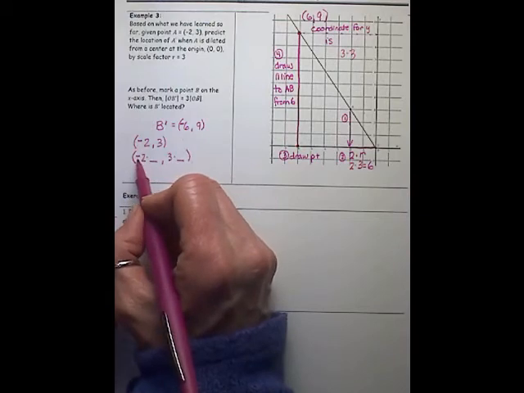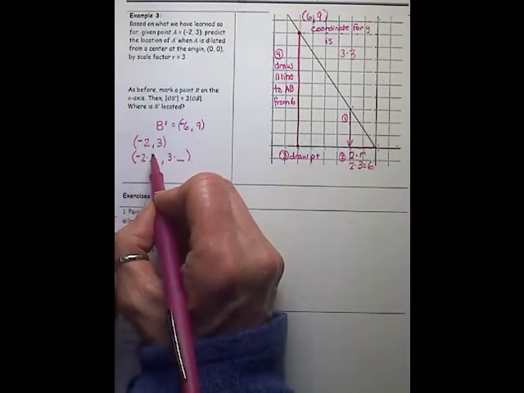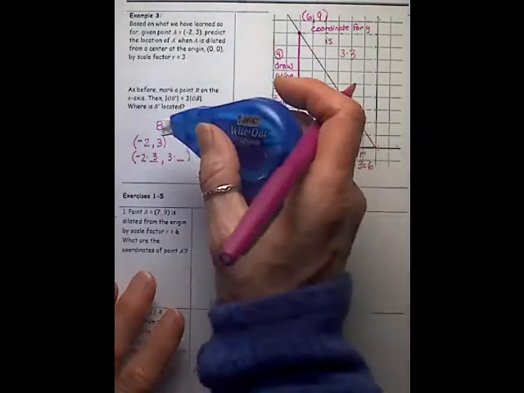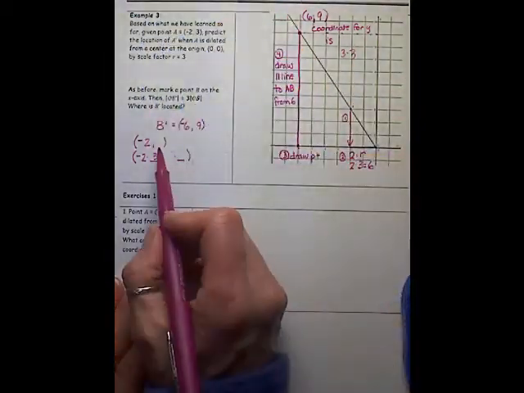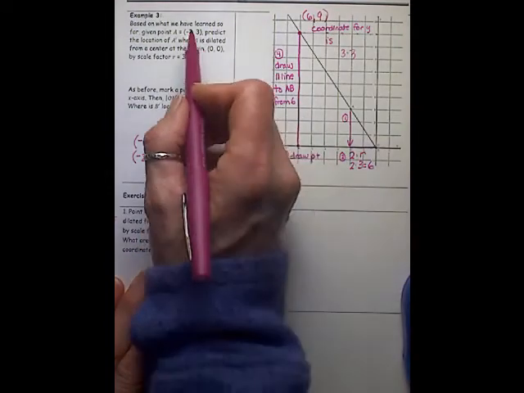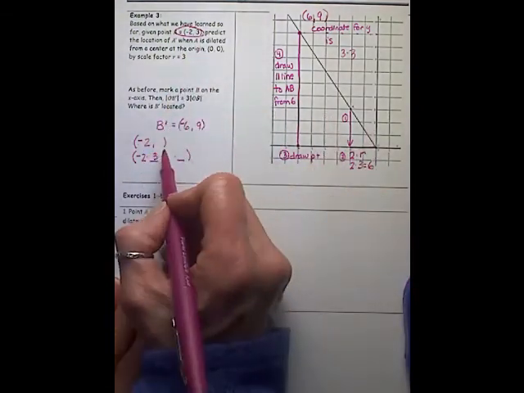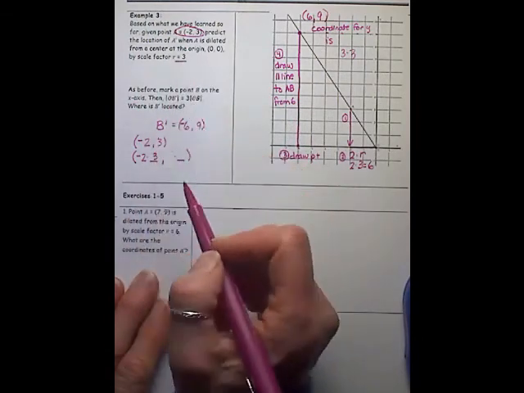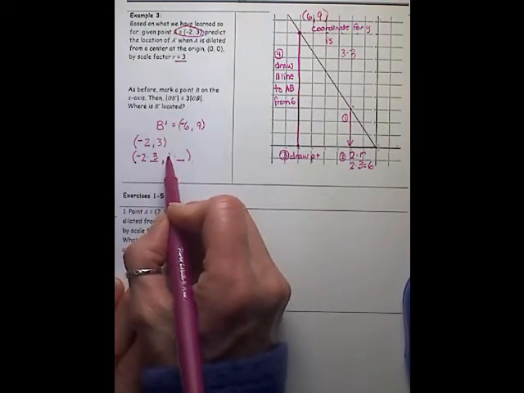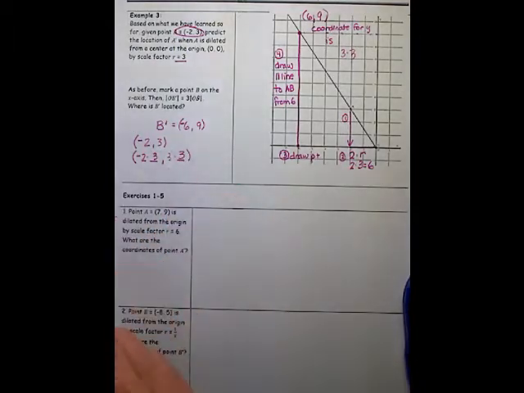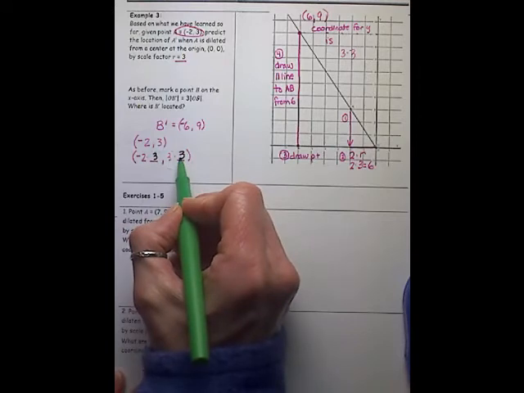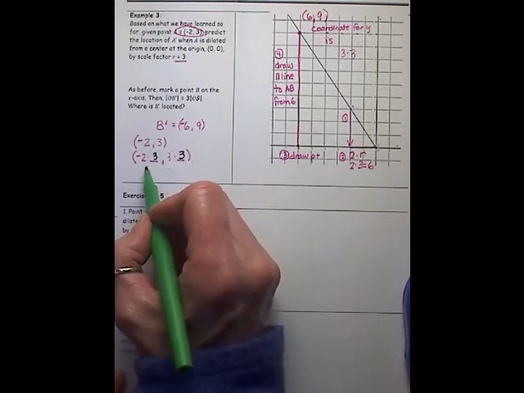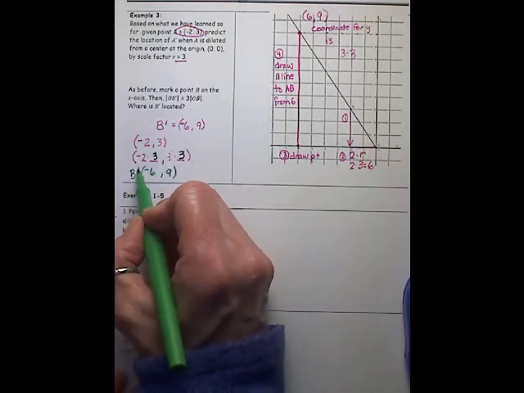So negative 2 times our scale factor of 3, and sorry, I stand corrected here. Our y coordinate, oh, I guess I was right. I got confused with the scale factor being the same number. All right, so then we have 3 times the scale factor. So again, this is our scale factor that we're multiplying by the original points. And that gives us the negative 6 and the 9 for B prime.